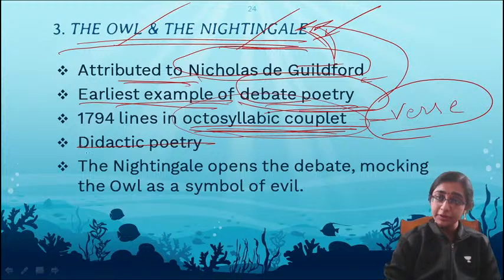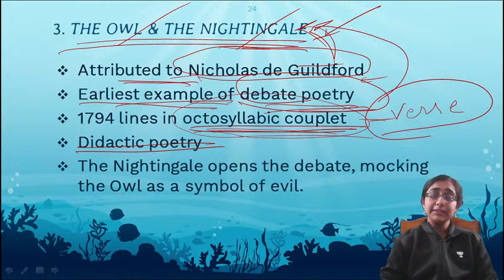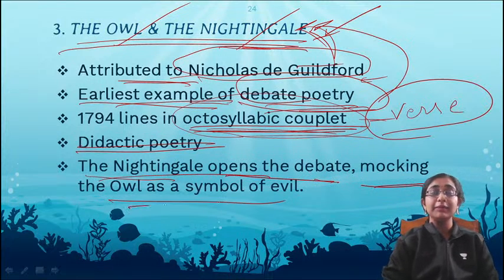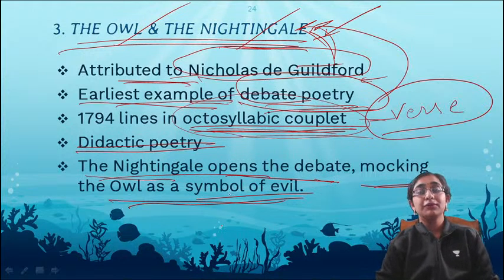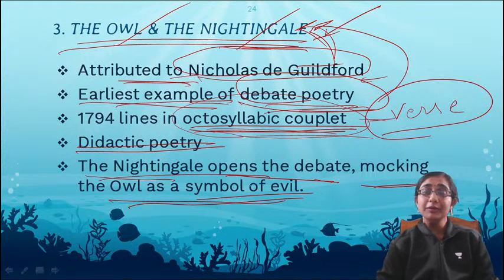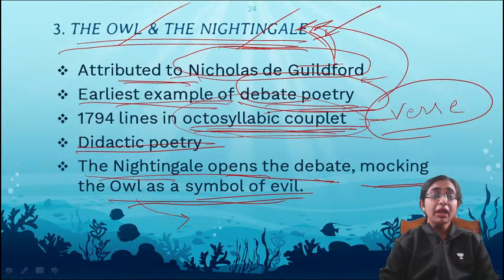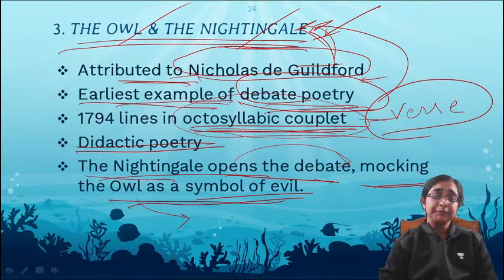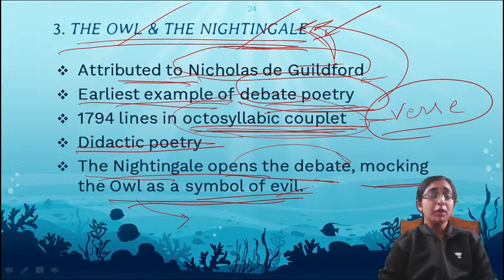It is a didactic poetry, I have already told you. And what is the plot about? The Nightingale opens the debate. So the Nightingale starts the debate, mocking the owl as the symbol of evil. In our Hindu mythology also we consider the owl a symbol of evil. The sound of an owl crying is considered an ill omen. So the Nightingale accuses the owl that you are a nocturnal bird and you are the symbol of evil. That is the main point of the debate.